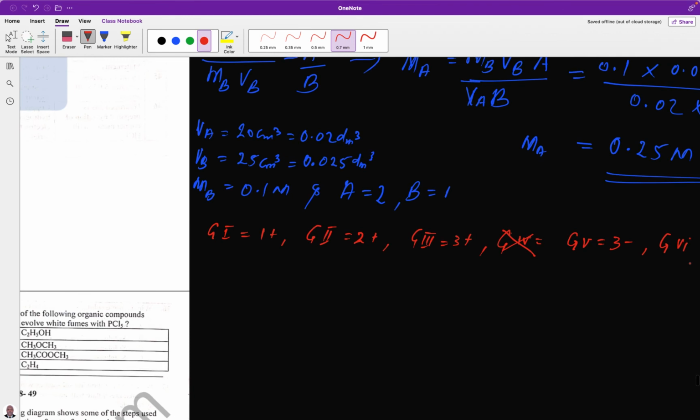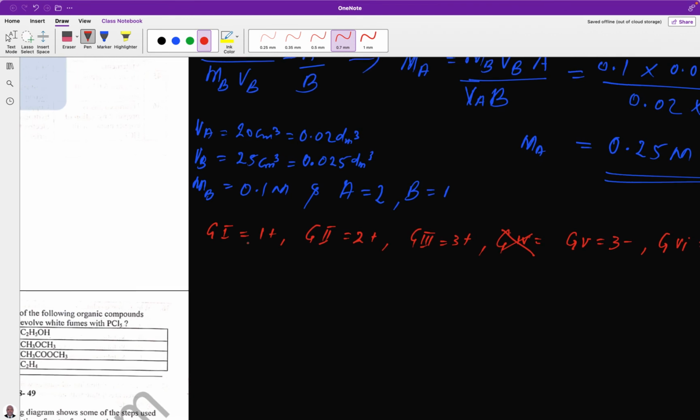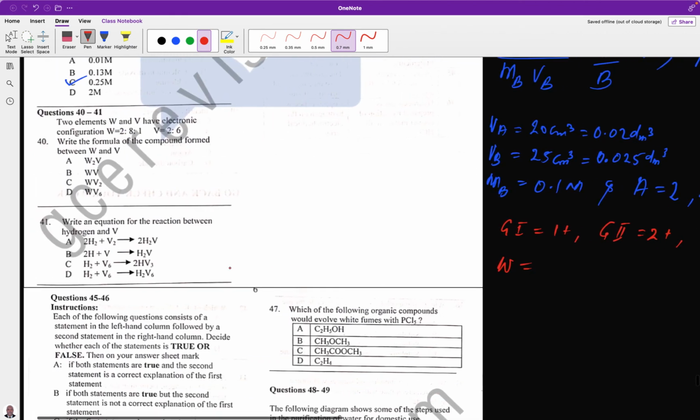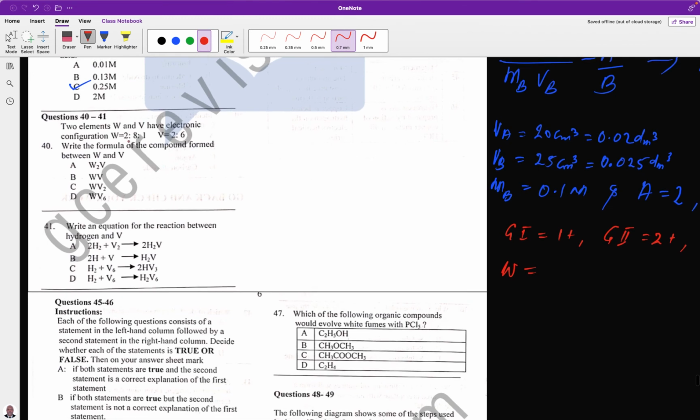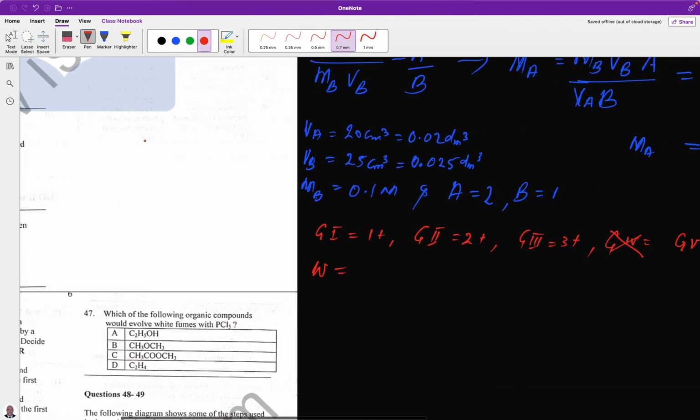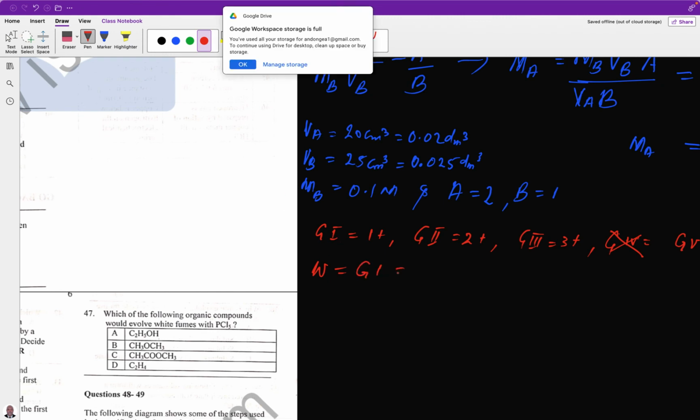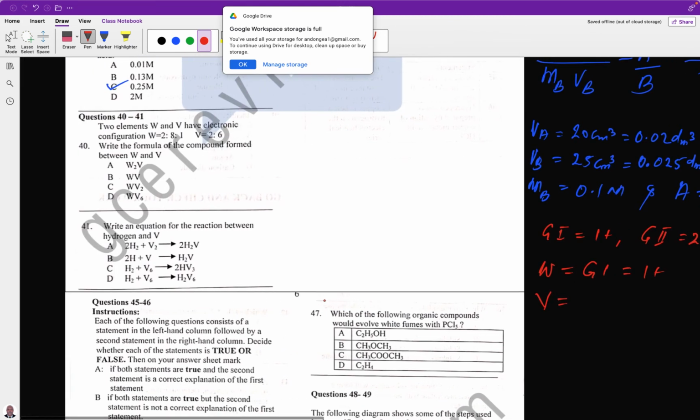Now, analyzing what was given in the question, W is 2, 8, 1. 1 electron means that it has only 1 electron in the outermost shell, and this belongs to group 1. Therefore, W belongs to group 1, and it has a charge of plus 1. Then V belongs to what? Look at the electronic configuration. It is 2 and 6.